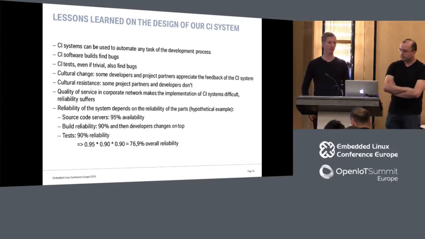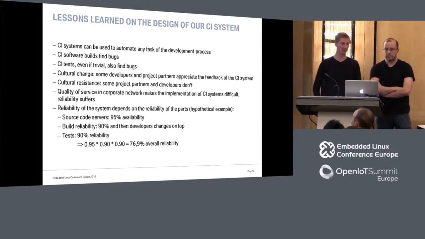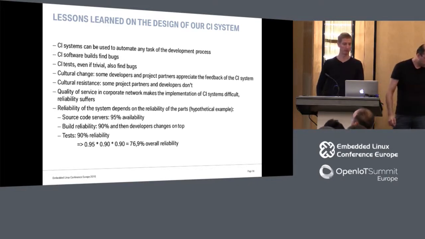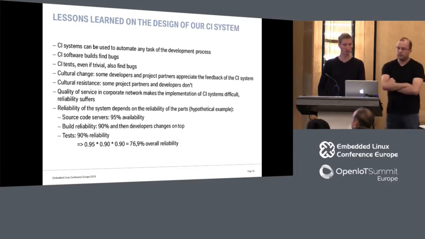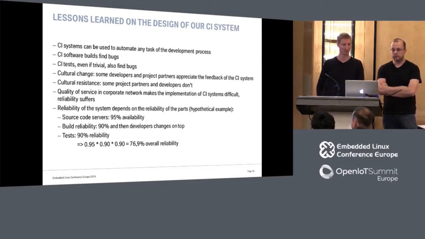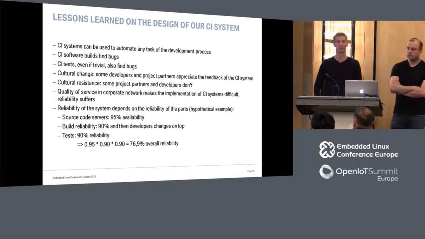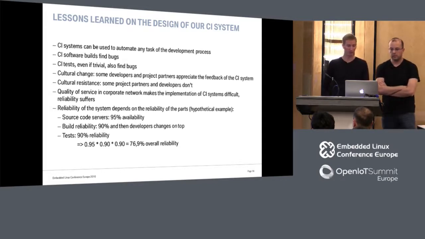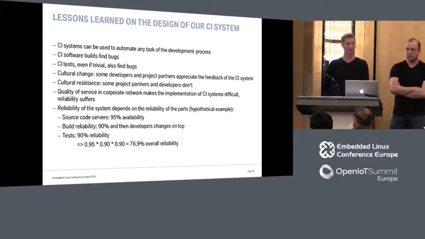Okay, some lessons learned about the whole CI setup. CI systems can be used to automate every task required in the software development process. CI builds find bugs; even testing, even if trivial, will find bugs, and that's really good. Cultural change is required. We work in the automotive environment, and some developers and product partners appreciate the fast feedback that the system provides. Unfortunately, some don't. Some don't like that their bad code is published and they get the penalty right away.